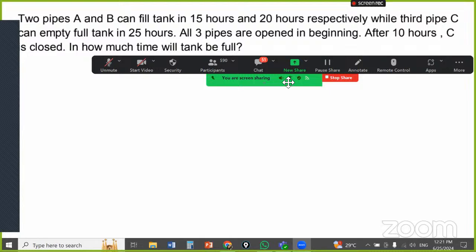Similar to the previous one, we had only 2 pipes. Here we are having 3 pipes in this case. And after 10 hours, the third one, the outlet pipe, is closed. So you'll be getting only the inlet ones. The remaining will be done by A and B only. It will be filling only. There won't be any removal of the water. Same exactly, but we have 3.